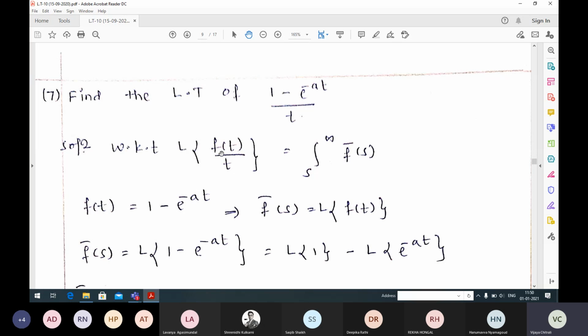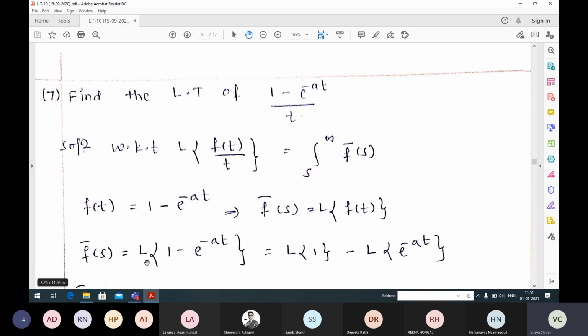We know that the Laplace transform of f of t divided by t is the integration from s to infinity of f bar s. So comparing these two, first find f of t. f of t will be 1 minus e raised to minus at. This is f of t. We want f bar s. Since we know f of t, we can easily find f bar s, which is the Laplace transform of f of t, that is, the Laplace transform of 1 minus e raised to minus at.